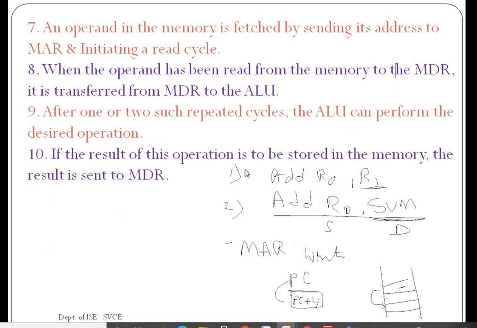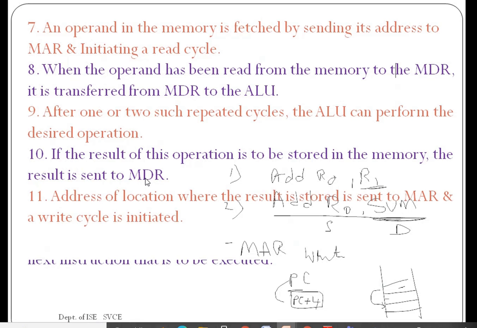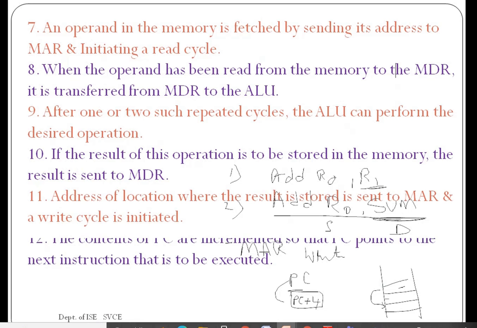If the result of this operation is to be stored in memory, the result is sent to the MDR. Whatever operand value it gets from memory goes to the MDR, and from the MDR it is sent to the ALU to perform the required operation.